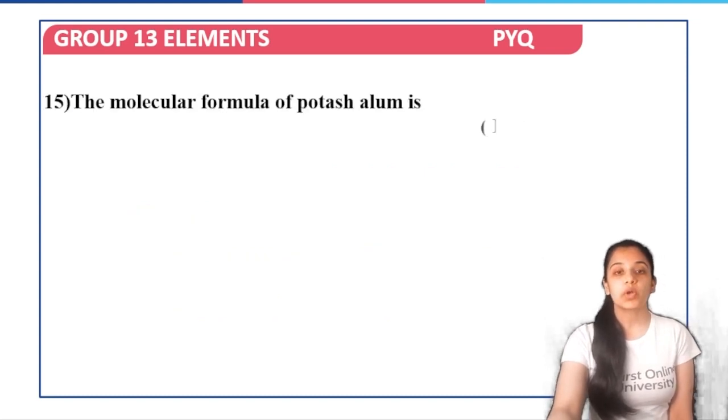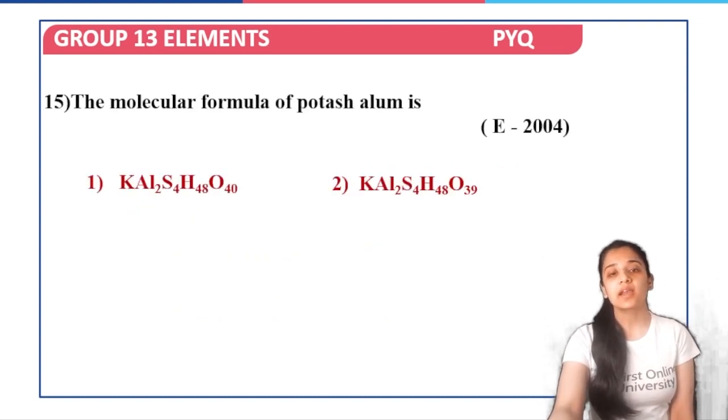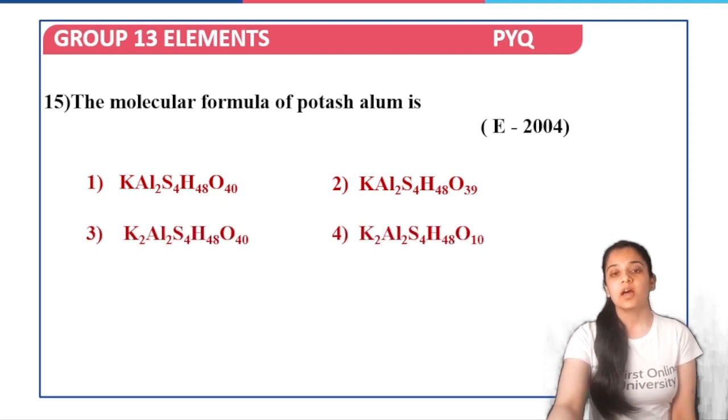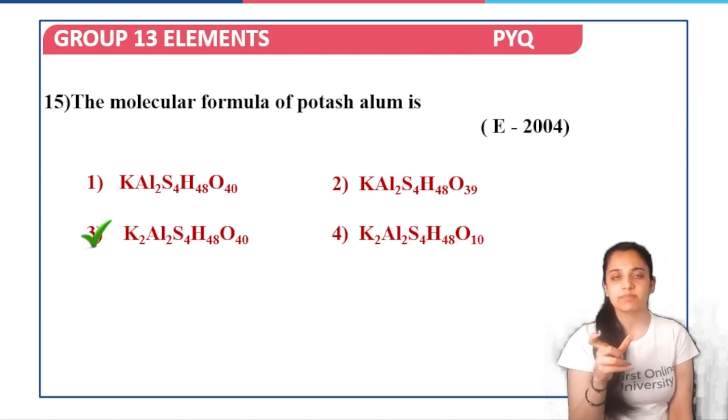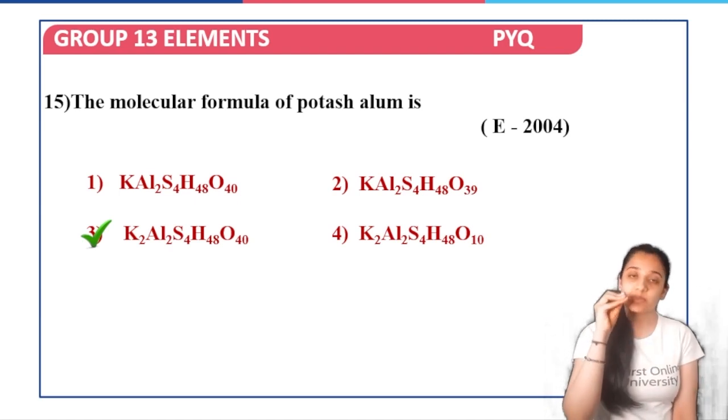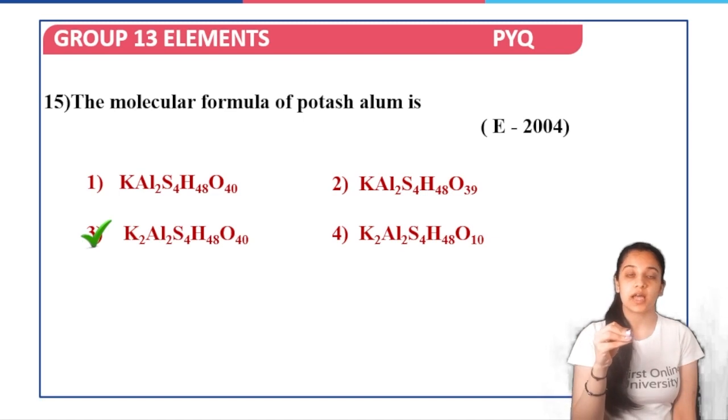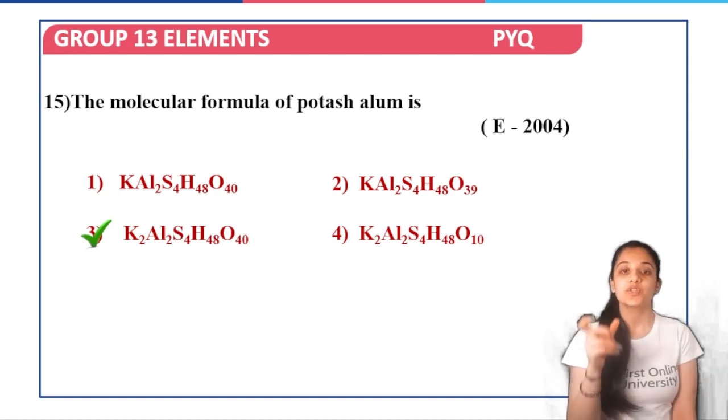Next question is the molecular formula for potash alum. Again, a very simple and direct knowledge based question. So the correct answer is K2Al2S4H48O40. Although we have not discussed this part, this question has been a part of previous year questions, and you need to know the answer to it. So learn this potash alum formula.